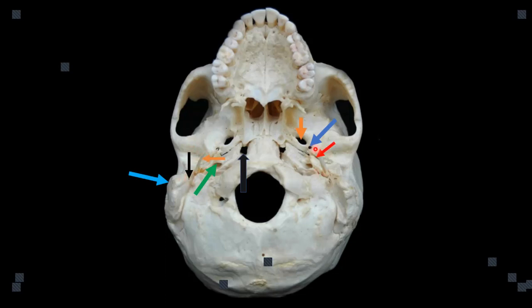Okay, and then we have this fissure here between the petrous part of the temporal bone and the tympanic part. So that's the petrotympanic fissure, and through the petrotympanic fissure you have the chorda tympani. So the chorda tympani is related to the facial nerve, passes through there, and also the anterior tympanic artery from the first part of the maxillary artery.